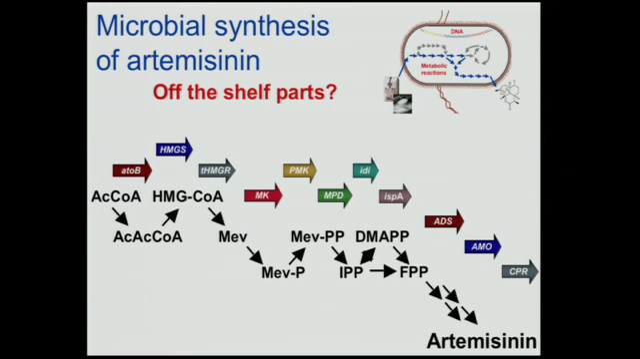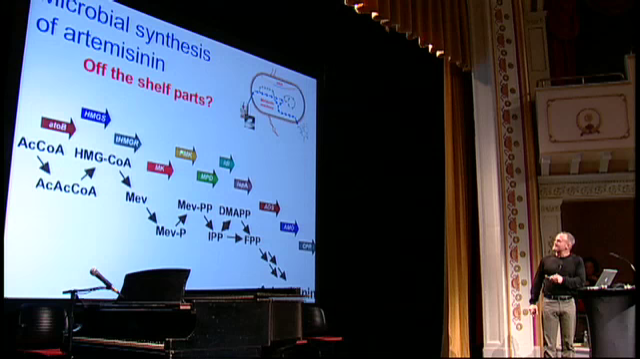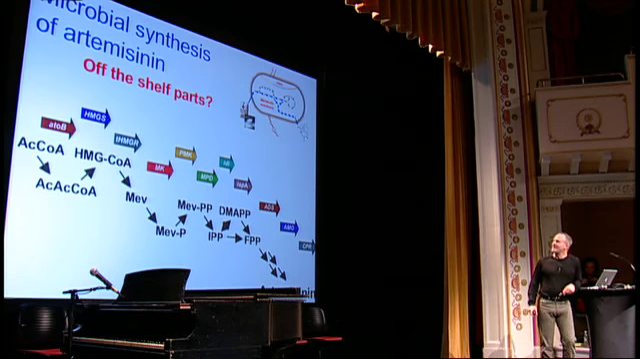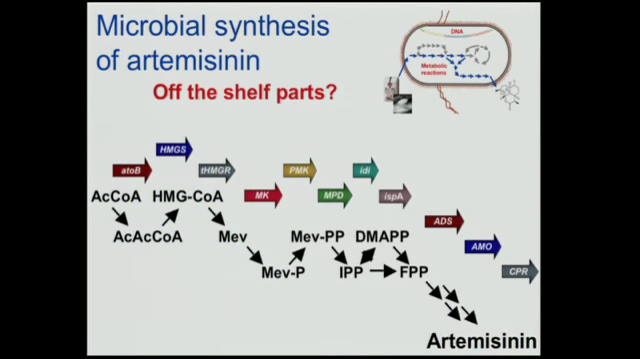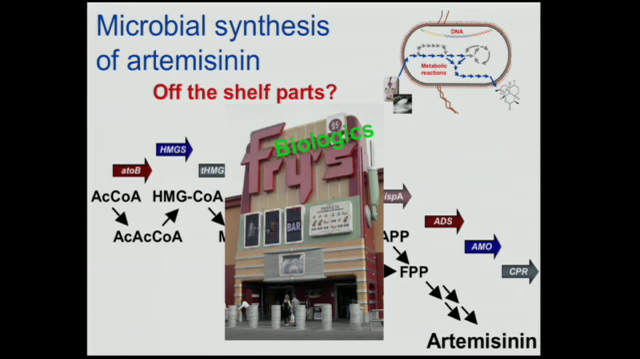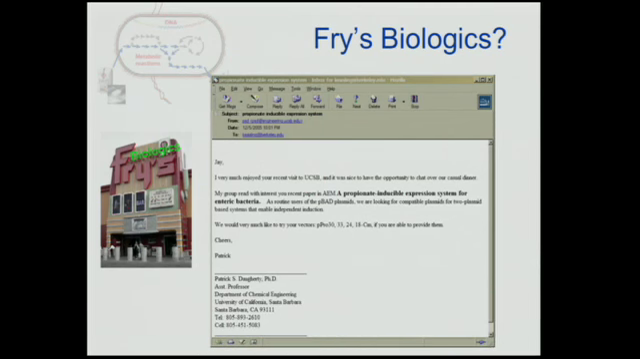In fact, this is a simplified version of what it looks like. These are the chemical reactions we need. And these are representations of genes. And there are about a dozen here in all that we're going to need with their accessories. In fact, we're going to need about 40 parts to do this. And they're not off the shelf. There's no Fry's Biologics out there where we can go buy our parts, take them home, and assemble them, and maybe for good reason. This is how we get biological parts.